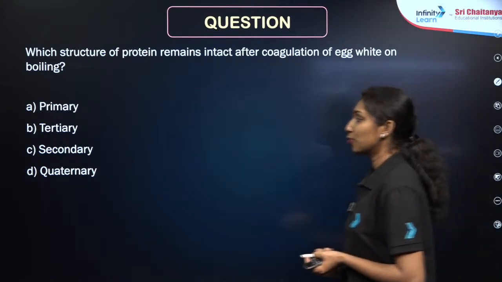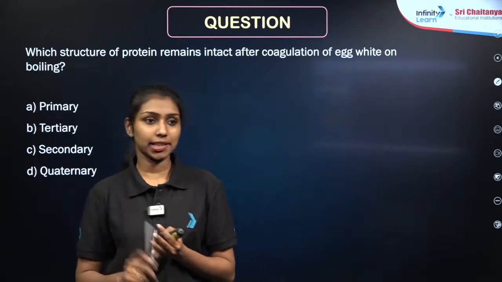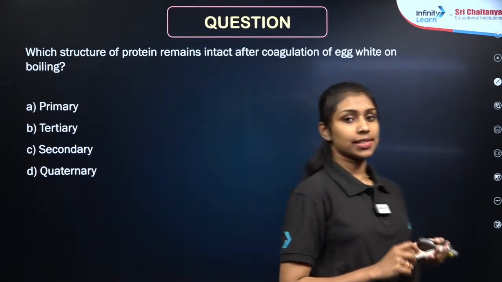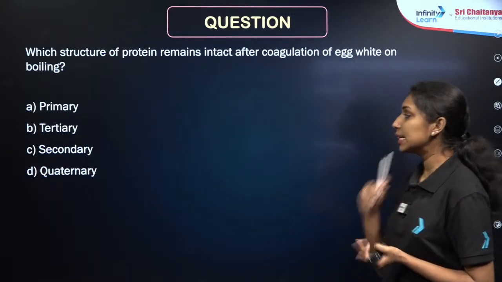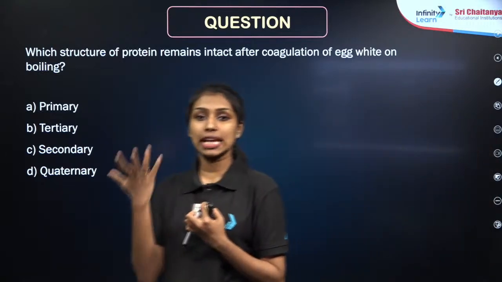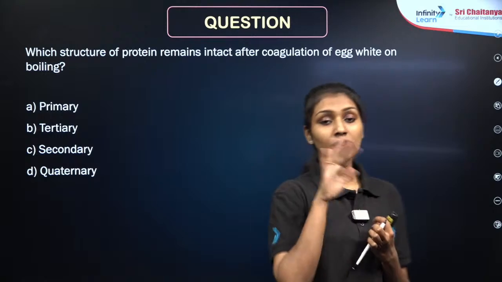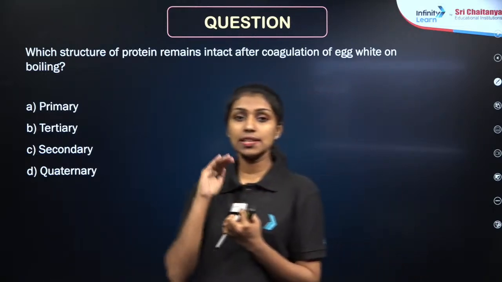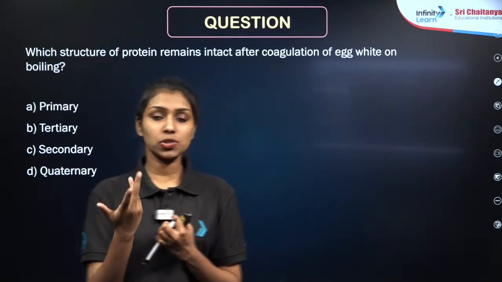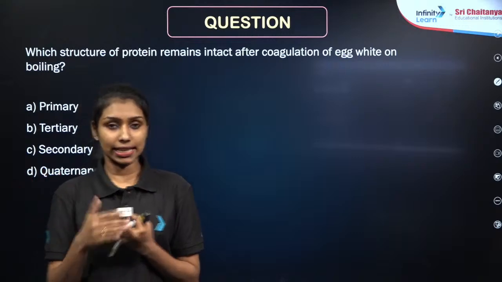We have studied the 4 different structures, right? Primary, secondary, tertiary and quaternary structure. While discussing the denaturation of protein, if you are changing the temperature or pH or adding any reagents or detergents, we can change the structure of proteins, right? That will lead to the denaturation.